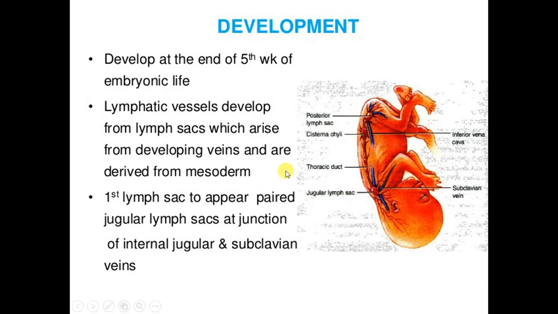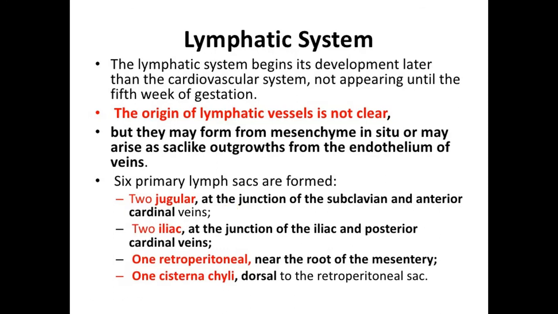And now the development of the lymphatic system. By the fifth week, the lymph vessels start developing, and the lymph sacs and the developing veins are derived from the mesoderm. The first lymphatic sacs are the paired jugular lymph sacs at the junction of the internal jugular and subclavian veins. The lymphatic system develops later than the cardiovascular system, not appearing until the fifth week of gestation.